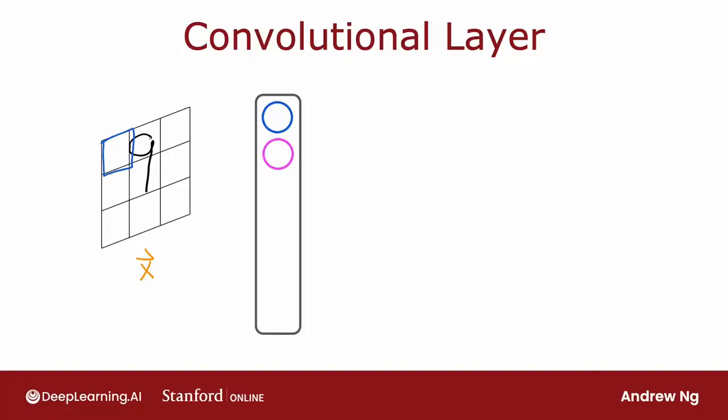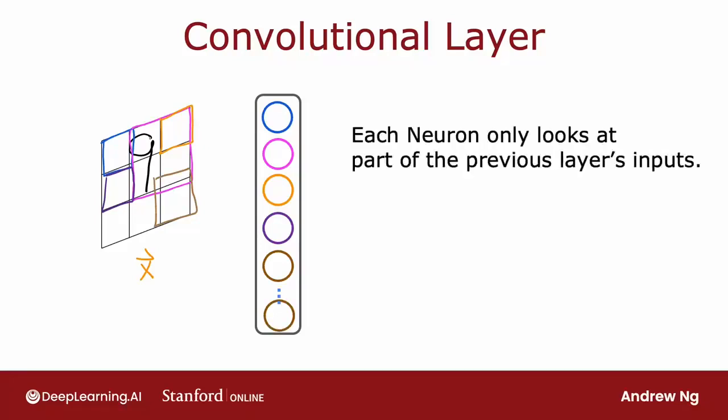The second neuron, which I'm going to illustrate in magenta, is also not going to look at the entire input image X. Instead, it is only going to look at the pixels in a limited region of the image. And so on for the third neuron and the fourth neuron, and so on and so forth, down to the last neuron, which maybe looks only at that region of the image. So why might you want to do this? Why not let every neuron look at all the pixels, but instead look at only some of the pixels?